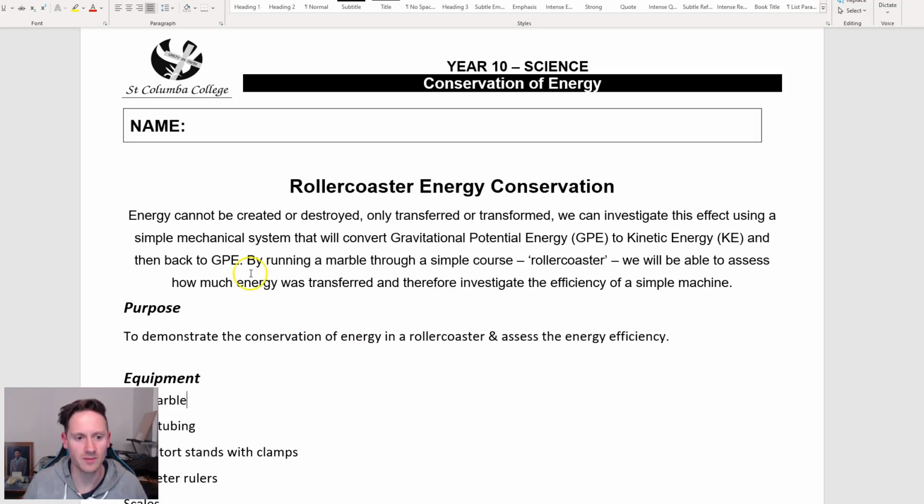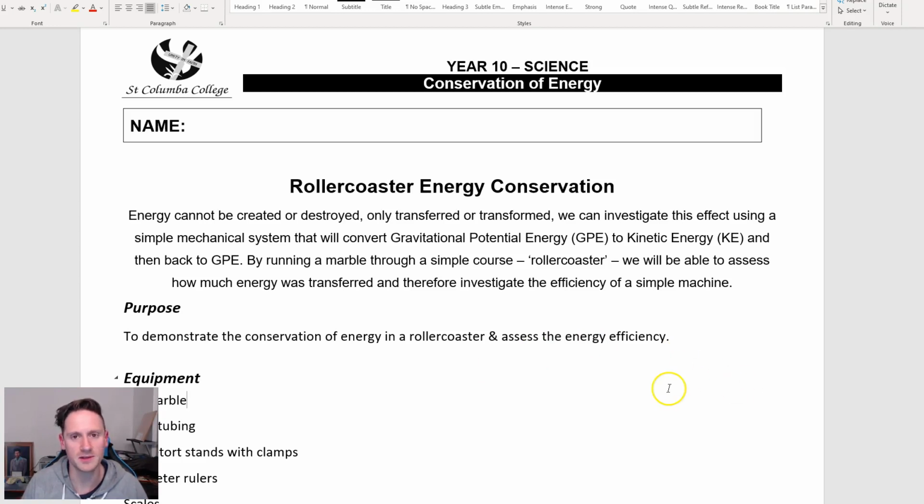Just reading the preamble: energy cannot be created or destroyed, only transferred or transformed. We can investigate this effect using a simple mechanical system that will convert gravitational potential energy, or GPE, to kinetic energy, KE, and then back to GPE. By running a marble through a simple course, a roller coaster, we'll be able to assess how much energy was transferred and investigate the efficiency of a simple machine.